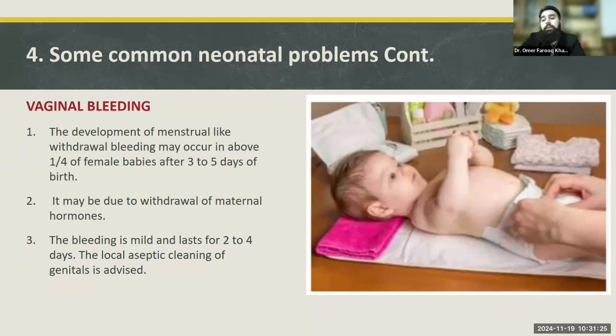Many of the parents of female newborns come running back to the hospital saying our baby is bleeding per vaginally. What happened to our baby? This and that. But in the case of female babies, it is normal after 3 to 5 days of birth to shed some blood per vaginally from the uterus due to withdrawal of the hormones of the mother.